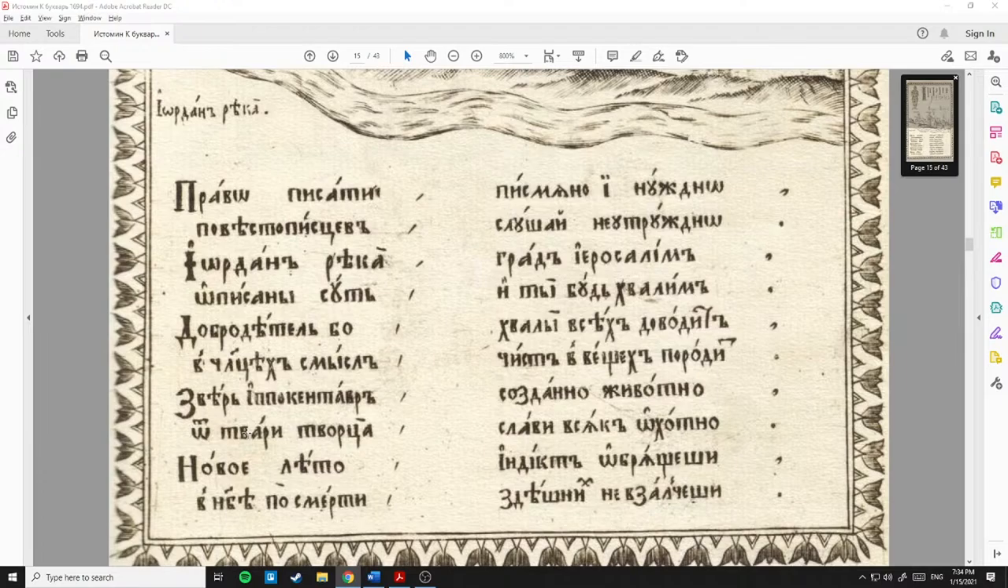От твари творца слави всяк охотно. Maybe from every creature shall greet creator of pleasure. That would make sense. Твари творца. So all of the creations of the creator are celebrated, слави. But I wouldn't say that слави would be like greeted. Славите, right?